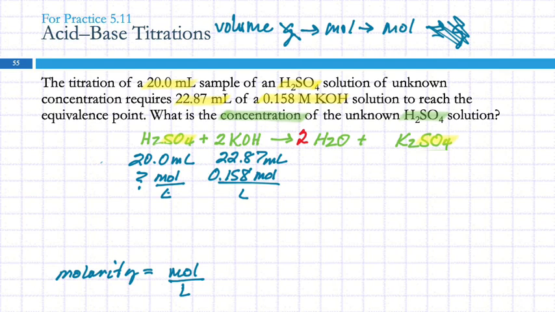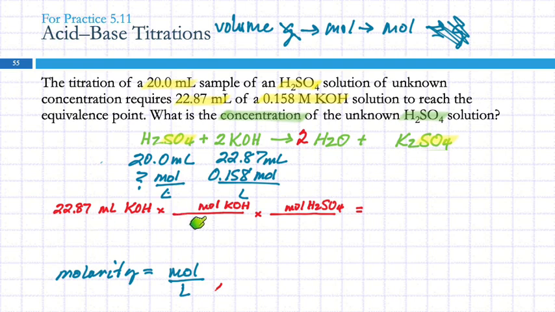So I'm going to start with my volume. So I have 22.87 milliliters of KOH. And then I'm going to convert to moles of KOH. And then I'm going to convert to moles of H2SO4. And then actually I'm going to stop because I want moles of H2SO4.